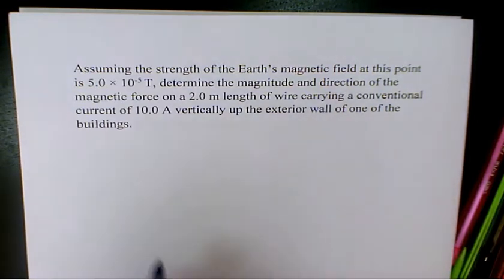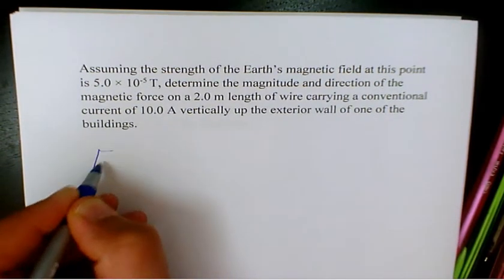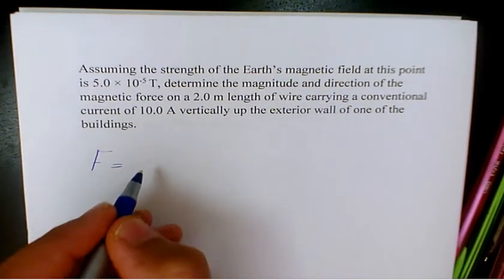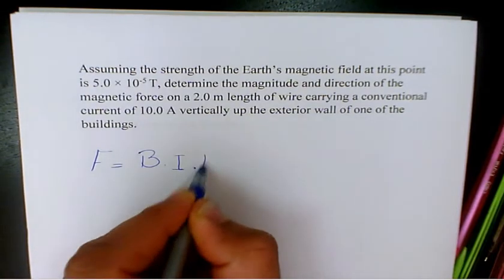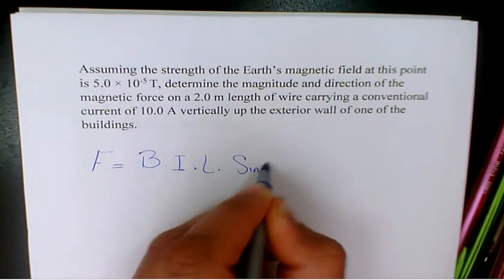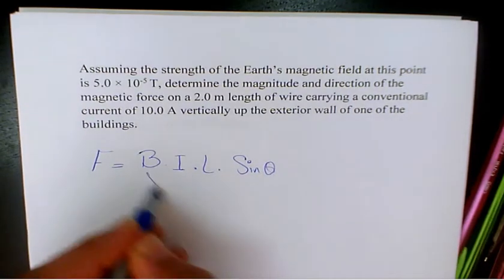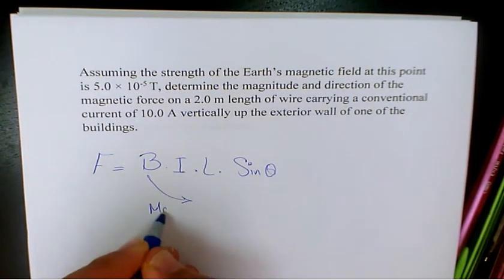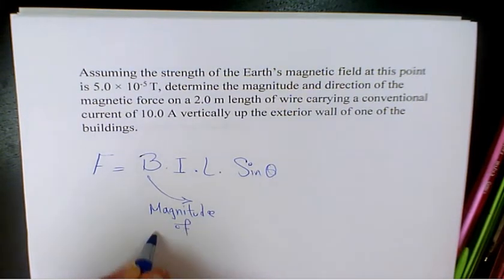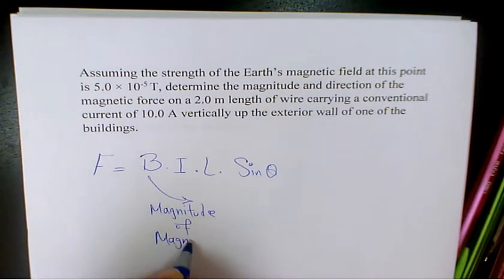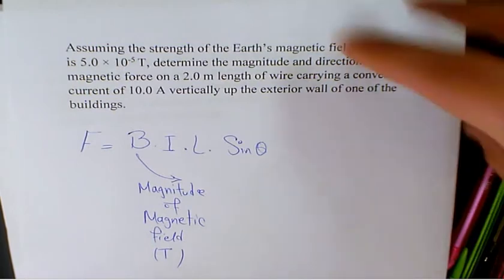So if I want to write the formula, F, magnetic force, equals B times I times L times sine theta. B is showing the magnitude of magnetic field, and it is shown in terms of Tesla.